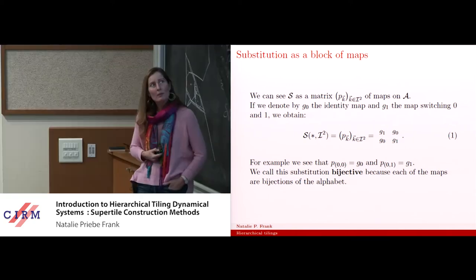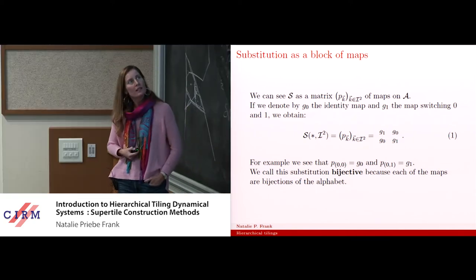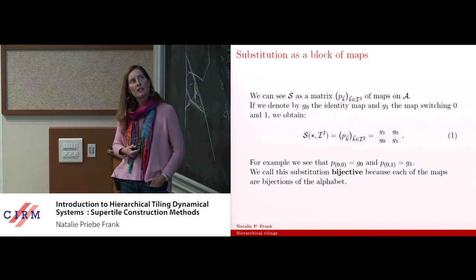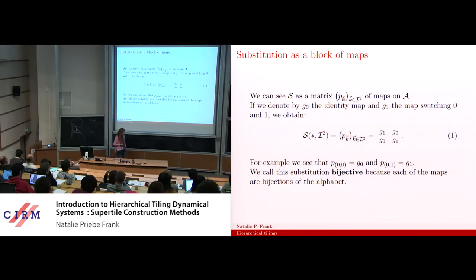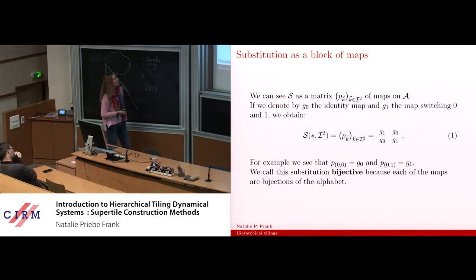And this thing is called bijective. This substitution is called bijective because all of the maps in all of the locations are bijections. So this has a lot of significance in terms of the dynamics of the system because it doesn't have coincidences. So hopefully I'll be able to talk about that when I talk about spectral theory, which hopefully will happen next time. We'll see.